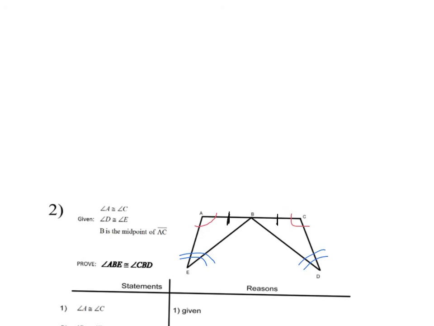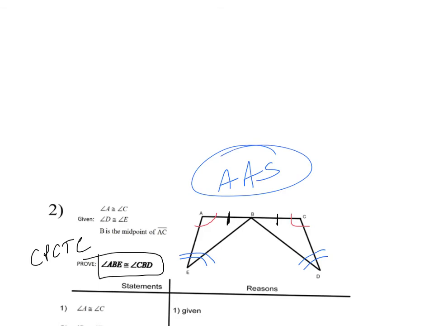Now, once again, I am trying to prove that in this case, an angle is congruent to an angle. The only way I could do that is using CPCTC, which is corresponding parts of congruent triangles are congruent. And the way that I'm going to prove that is by proving that the triangles themselves are congruent, and I'm going to use angle, angle, side. Think about it. You have an angle, and you have a side. So let's start writing this proof out, please.